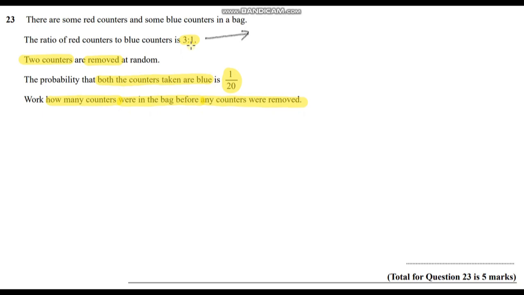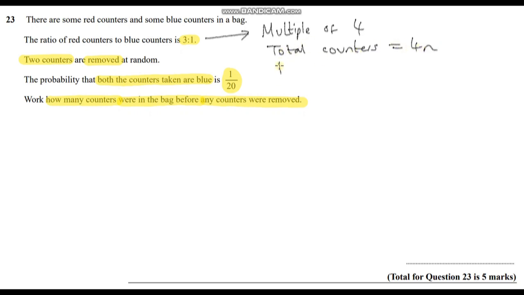Now, we don't know how many counters there are in the bag at the moment, but we do know one thing. We know that it must be a multiple of 4, because the ratio is 3 to 1. So for every 4 counters, 3 of them are red and 1 of them is blue. So the total number of counters must be a multiple of 4. We can write an expression for that, we could say it is 4n. For example, there could be 8 counters, 12 counters, 16 counters. So 4 times n is an expression for the total number of counters.